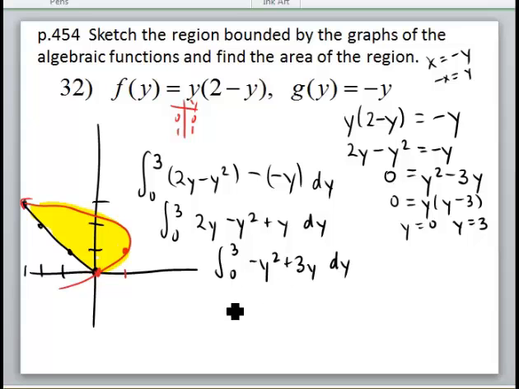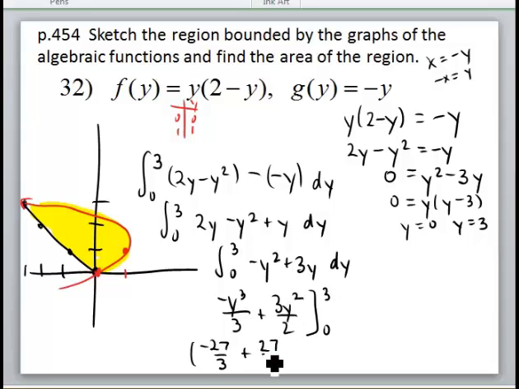dy. Integrate, raise it by 1, put it over the value, and then plug in your values of 3 and 0. When I plug in 3, I end up getting negative 27 over 3 plus, plug in 3, I get 27 over 2 minus 0. This will add up to be 9 halves again.